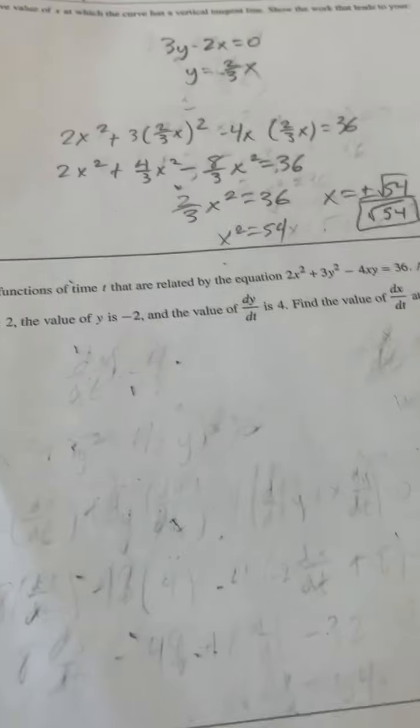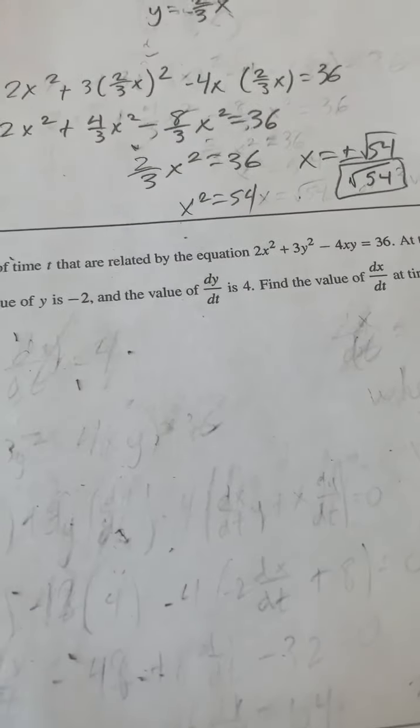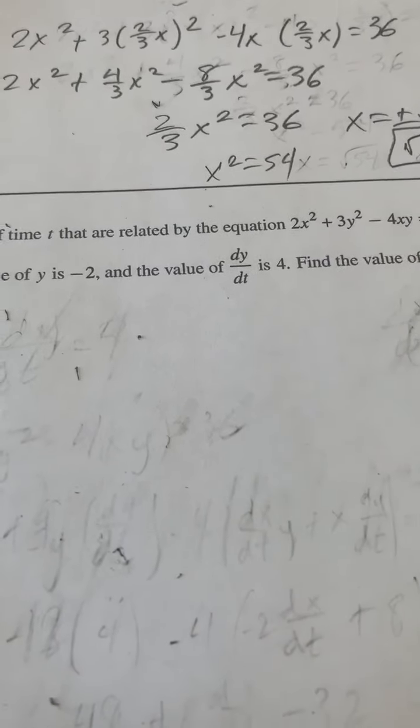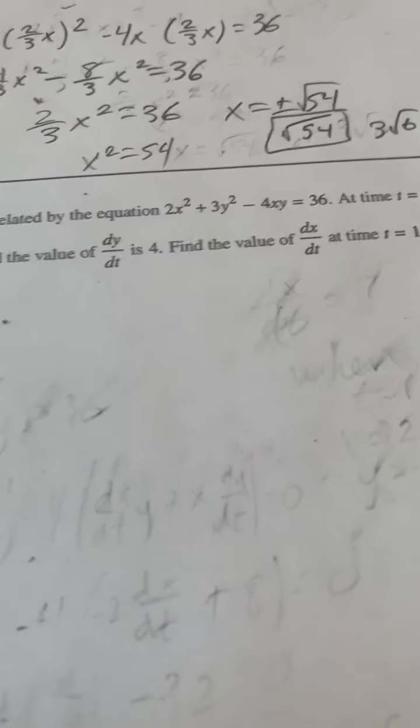It says, okay, so let x and y be functions that are related by this. At time t equals 1, the value of x is 2, the value of y is -2, and dy/dt is 4. Find the value of dx/dt. So this is a related rate. This is a pretty tough problem.